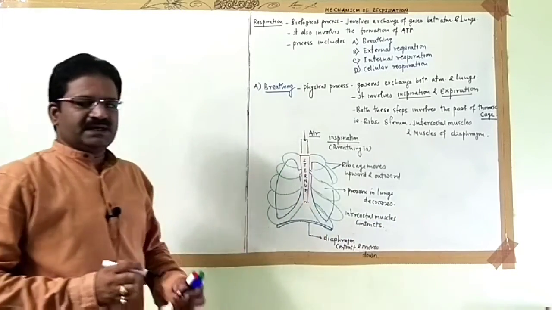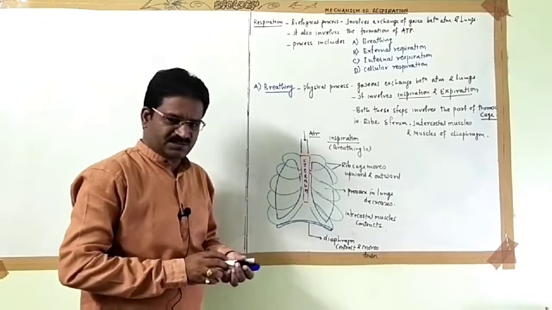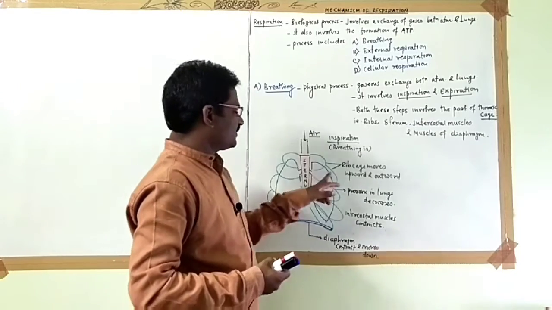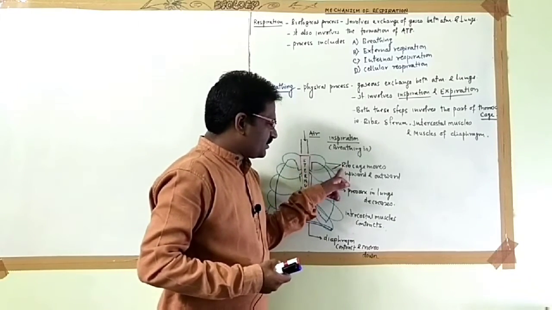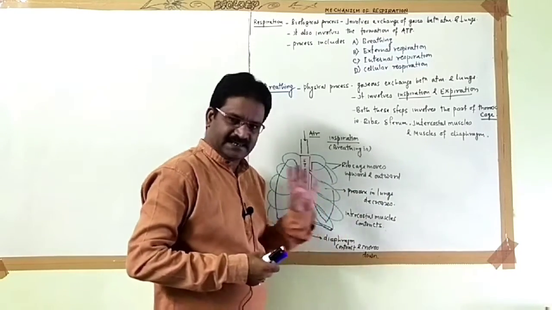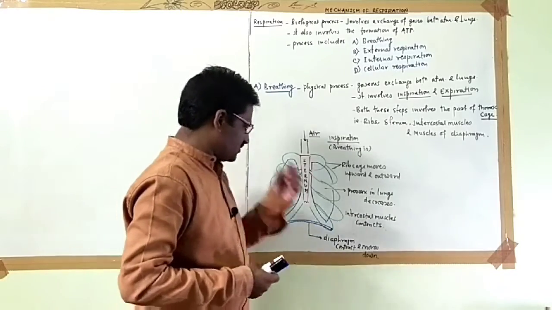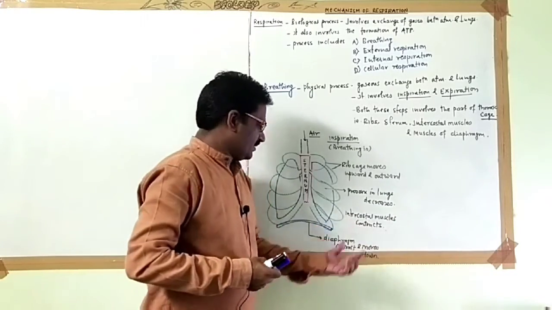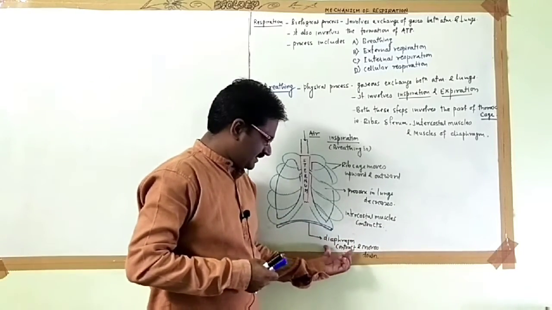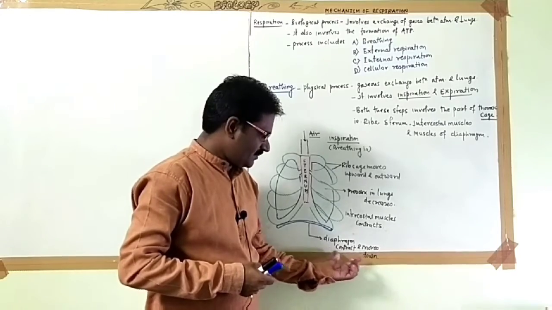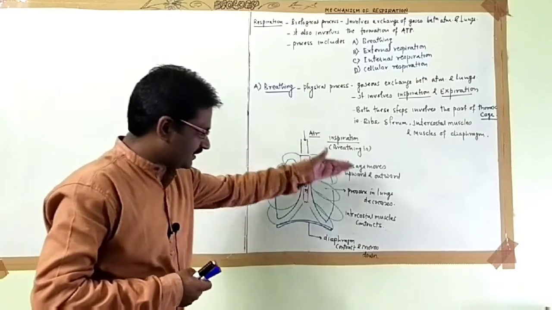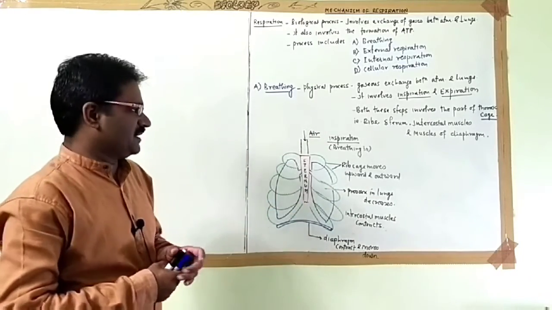Okay, during inspiration, when air comes inside the lungs, the rib cage moves upward and outward. Second, the pressure in the lungs decreases. Third, the intercostal muscles contract. And the diaphragm contracts and moves down. It becomes flat. So certain changes take place during inspiration.